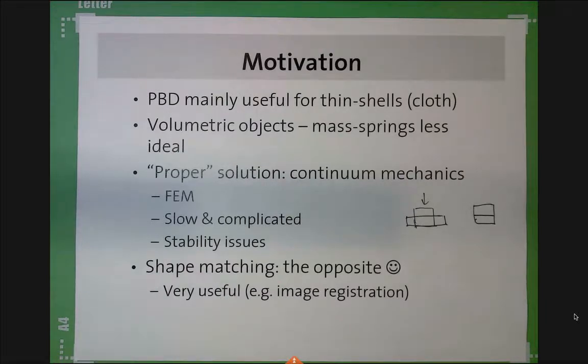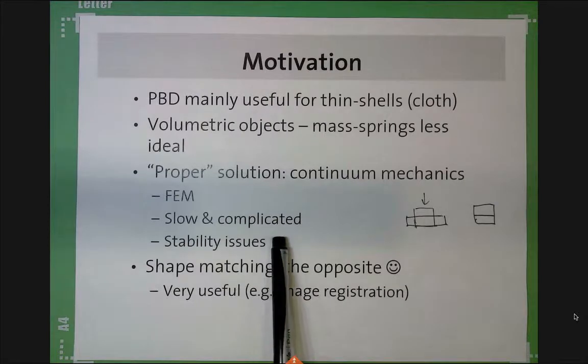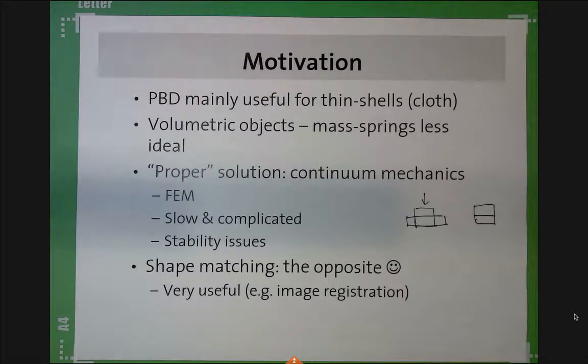In physics-based animation, shape matching is very nice because it basically offers the opposite set of trade-offs. It's fast and simple, but it's not very principled. So you wouldn't want to use it to simulate something where accuracy matters. But if it's something like ducks, or just fun applications like games, or even films where you have artists in the loop tweaking parameters to make it look right, then this is very useful.